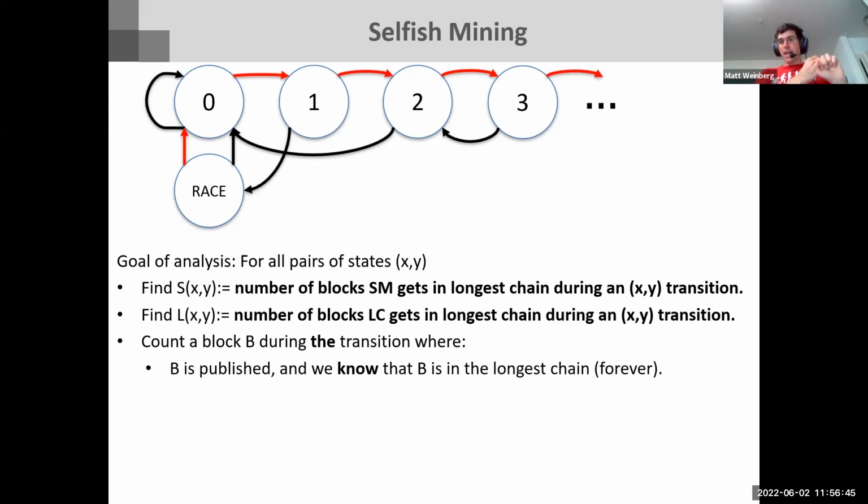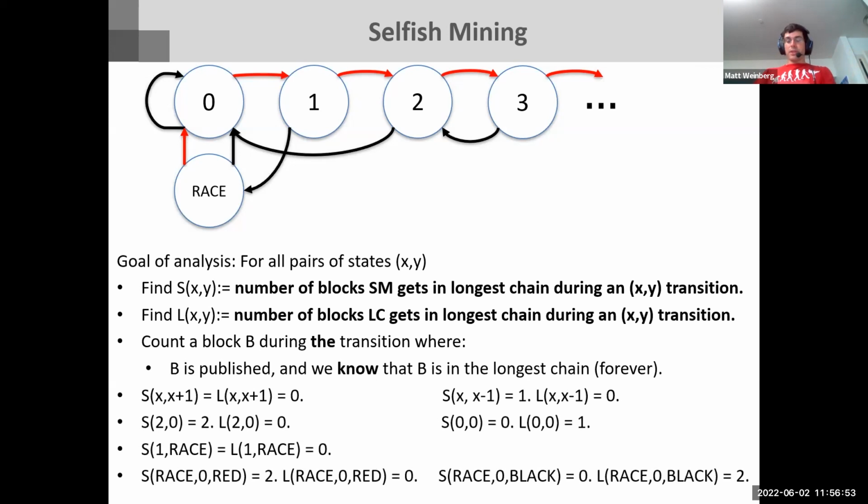I'm not going to count it during any other transition, and I'm not going to count any other blocks because I might be wrong about them. So for example, this is the full table of counting. Let me just zero in on, let's say, this one here. So when I transition from state 0 to state 0, the attacker produces no new blocks in the longest chain. The honest group has produced one new block that is broadcast during this round, and I know it's going to be in the longest chain forever.